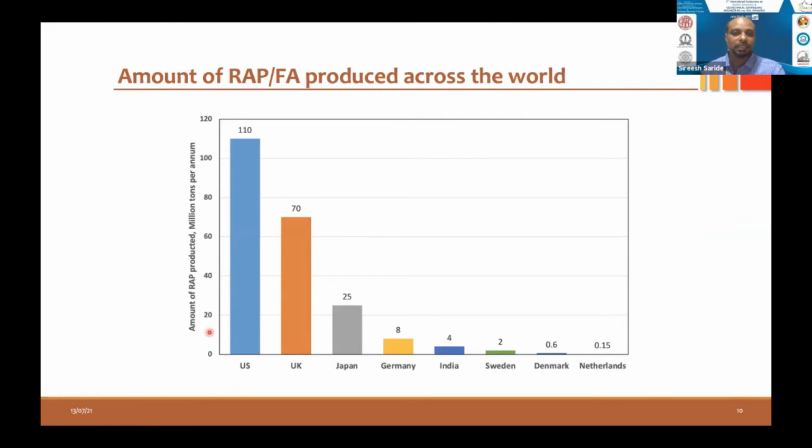This is the amount of RAP or fly ash, which I'll talk about in a minute, produced across the world. If you look at the United States, it is about 110 million tons. These numbers are slightly older, about 2 years old, but they would have reached 120 million tons per annum. That's the production rate of RAP material in the US. India is about 4 million tons. When we started this kind of project in 2010, India was at a very minimal level; it's not even in the graph to speak about. But as I mentioned earlier, India has the largest road network, next only to the United States. That means the milling operations should have been somewhere here, in between the US and UK. But our milling operations are not that prominent or encouraged yet. So we need to encourage that, and then we can definitely make use of the material back in pavement construction.